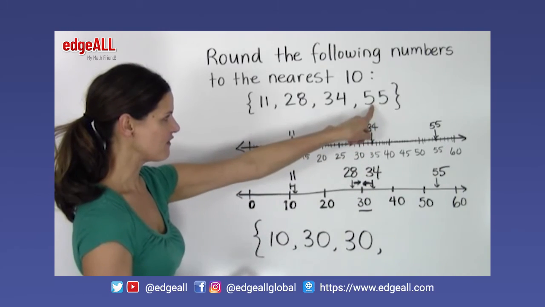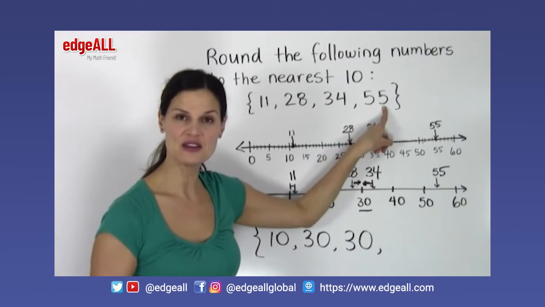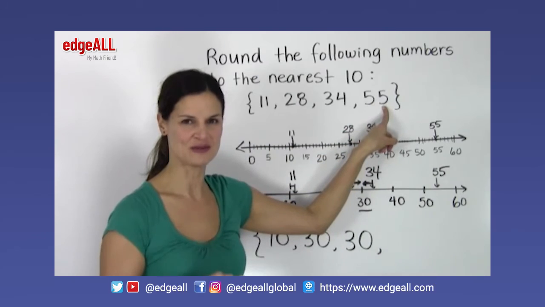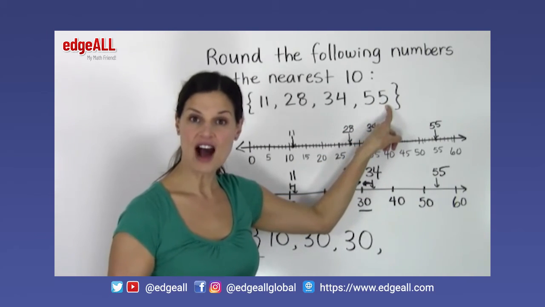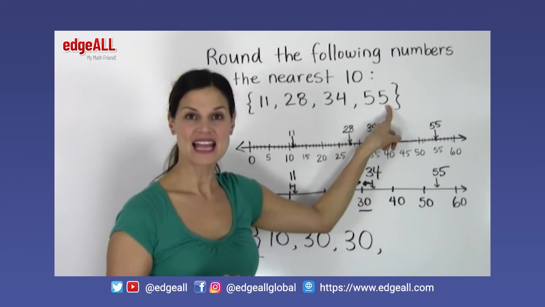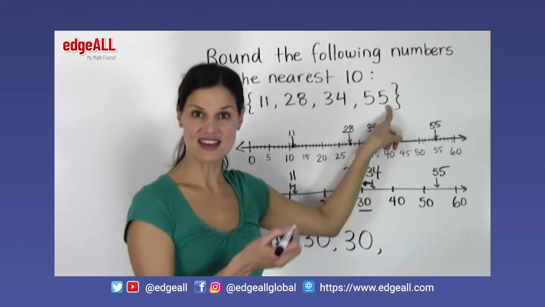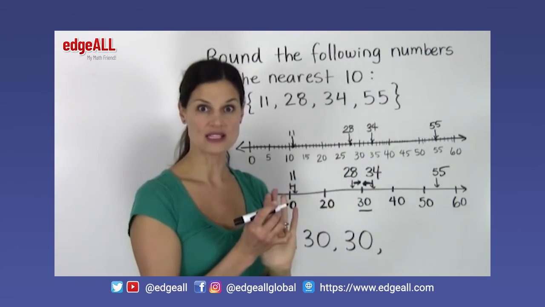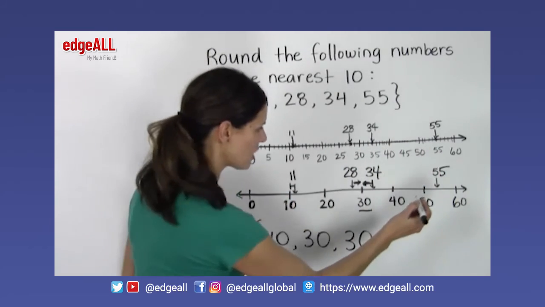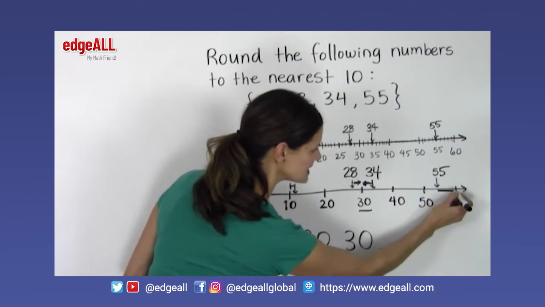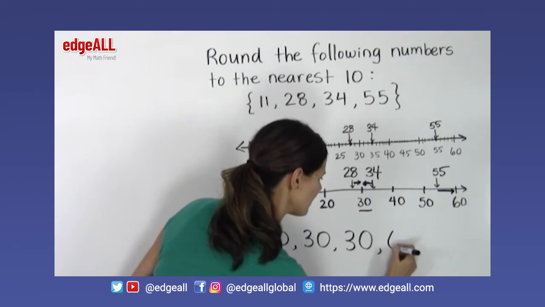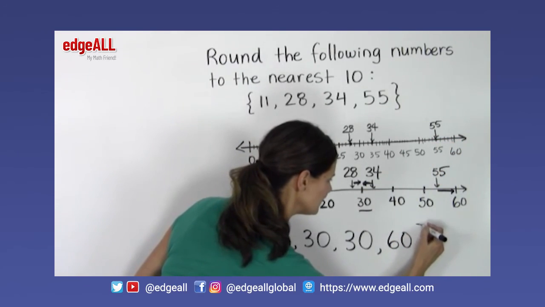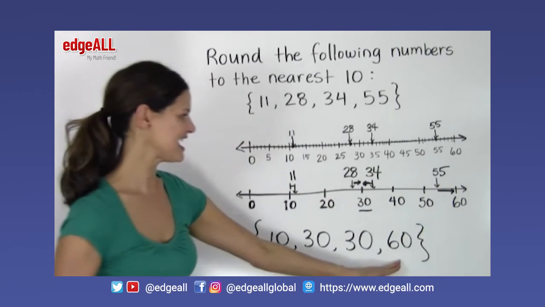So I've got two 30s in my answers. Now I look at my 55. Be careful with your 5s. 5s always round up. I look at the last number, it's a 5, and anything that ends in a 5, 6, 7, 8, or 9 always rounds up. So this 55, I would slide up to the 60 and round up. The nearest multiple of 10 would be 60.